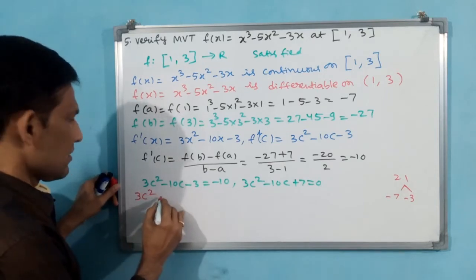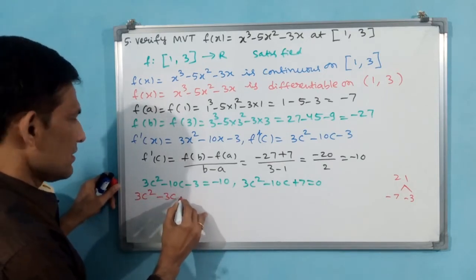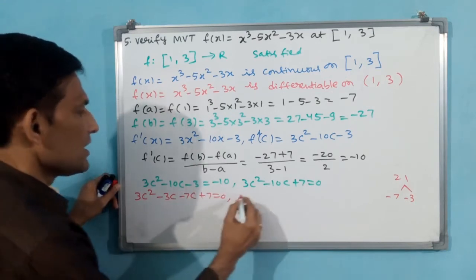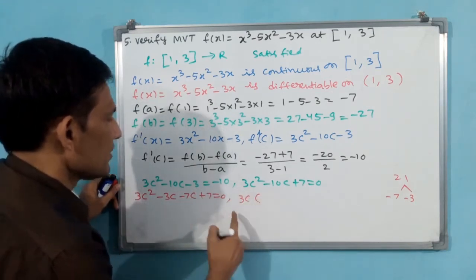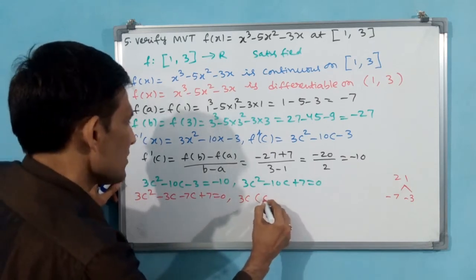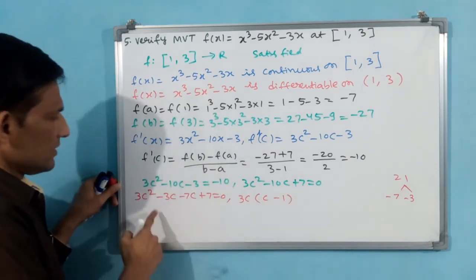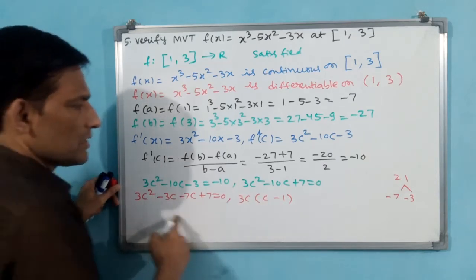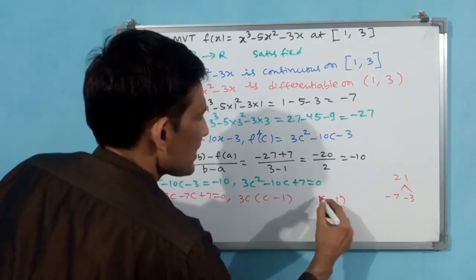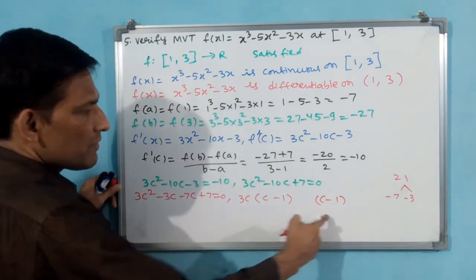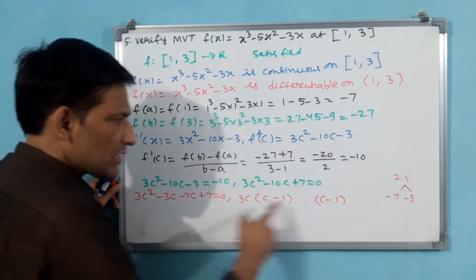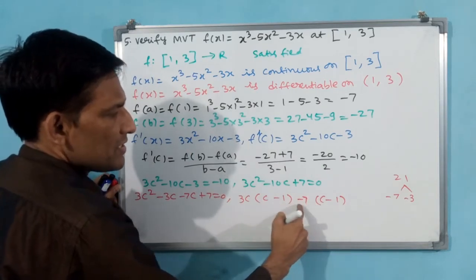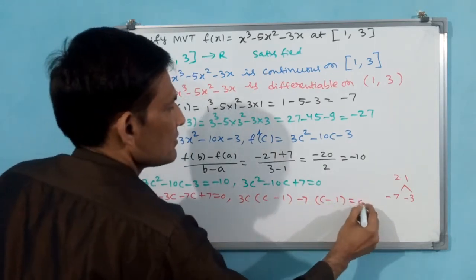Okay, write down. 3c square minus 3c minus 7c plus 7 is equal to 0. Okay, 3c you take common. 3c if you take common, c minus 1. Why? Because 3c square minus 3c. Again c minus 1 you have to take common here. Minus 7c plus 7, that is equal to 0.